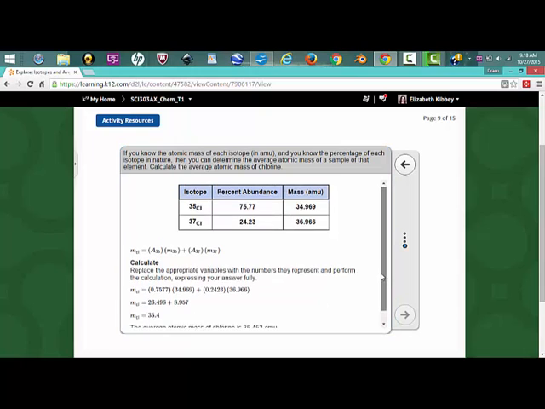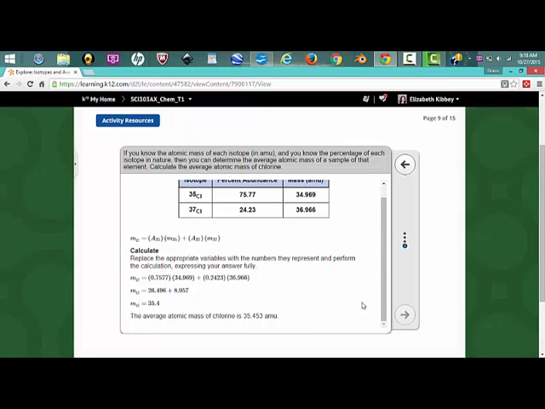Calculate. Replace the appropriate variables with the numbers they represent and perform the calculation, expressing your answer fully. Mass chlorine equals 0.7577 times 34.969 plus 0.2423 times 36.966. Mass chlorine equals 26.496 plus 8.957. Mass chlorine equals 35.4. The average atomic mass of chlorine is 35.453 AMUs.